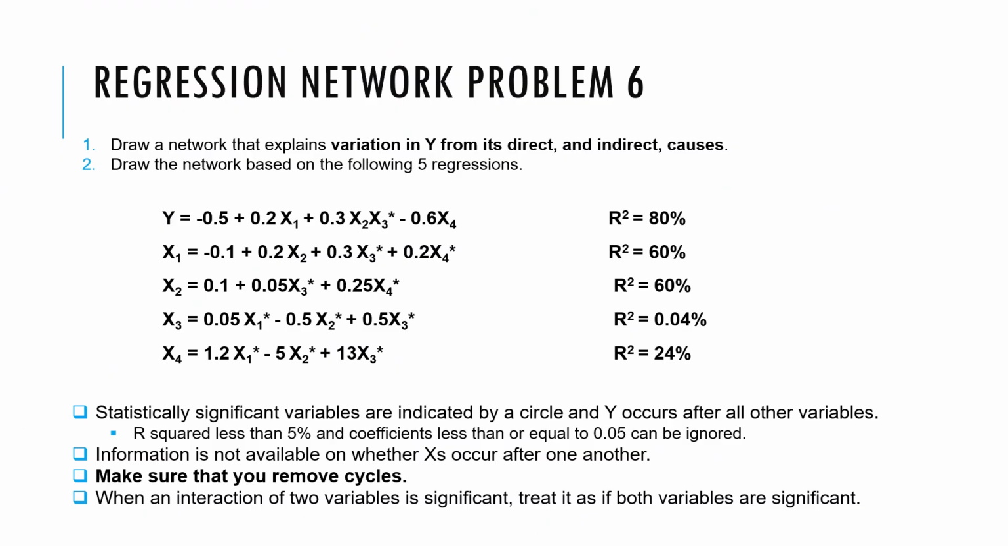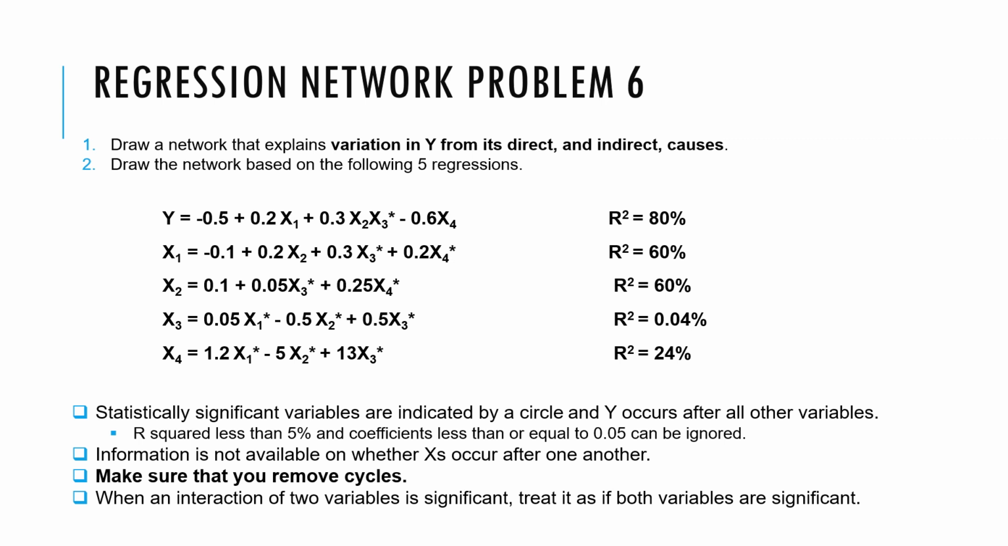So let's jump in. Here's the problem that we need to solve. 1, draw a network that explains variation in Y from its direct and indirect causes. 2, draw the network based on the following 5 equations. So here we can see 5 equations for lasso equations.